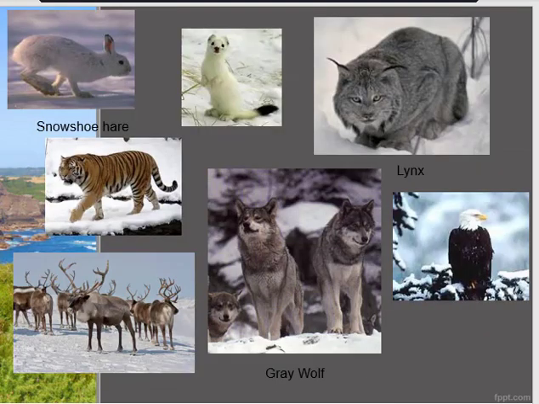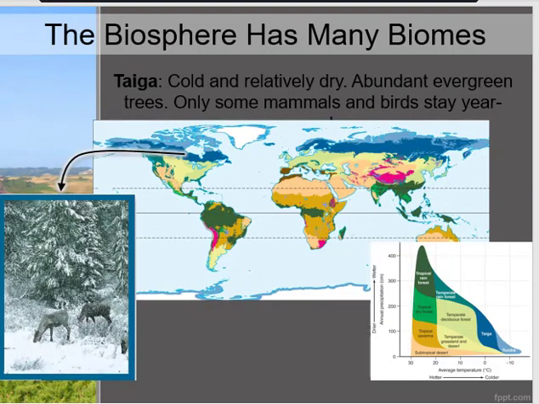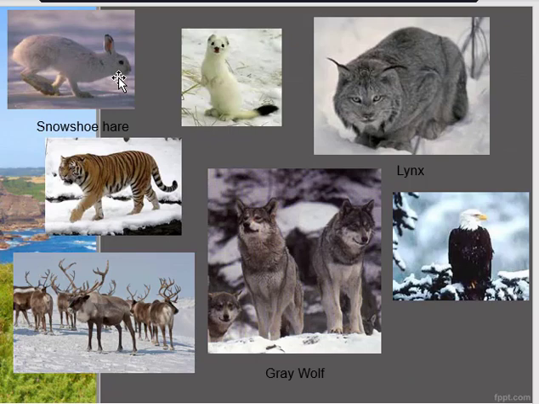Some of the stuff here you would find in the taiga is snowshoe hares. These guys are brown in the summer and white in the winter, and that's basically a temperature effect on the pigment producing cells for the hair. Here's a little ermine. Lynx, bald eagles live up there. There's reindeer, tigers, wolves. These are Siberian tigers.